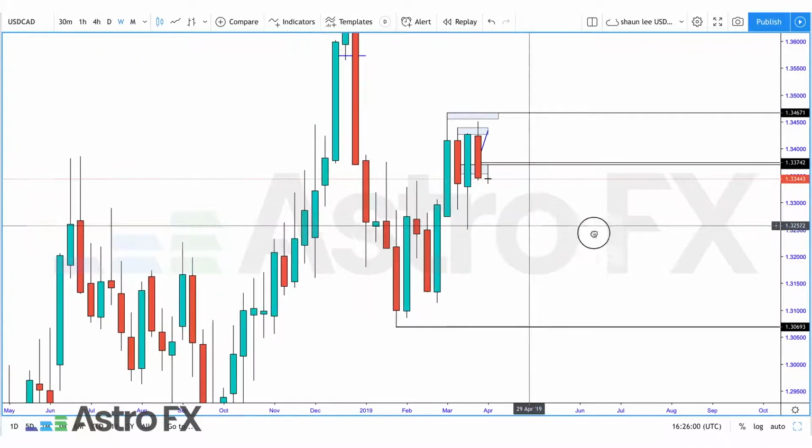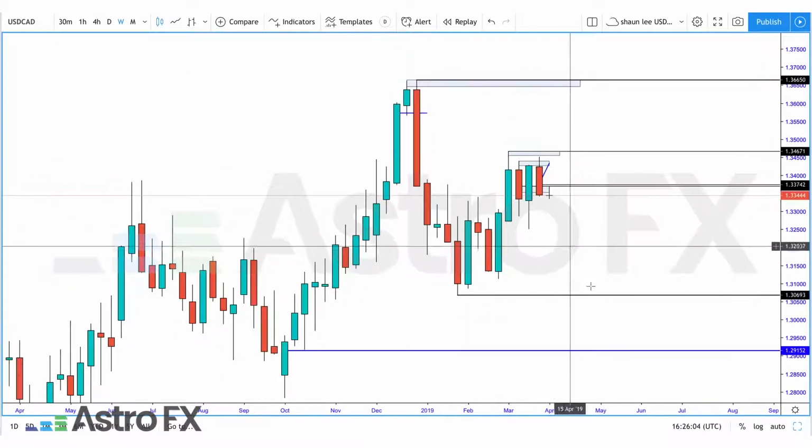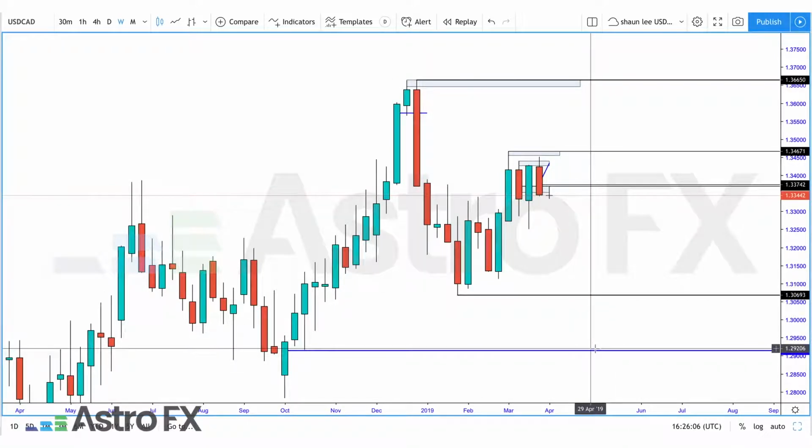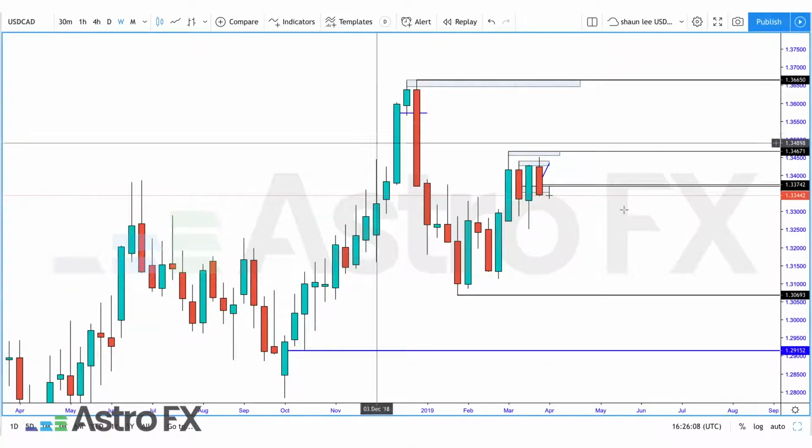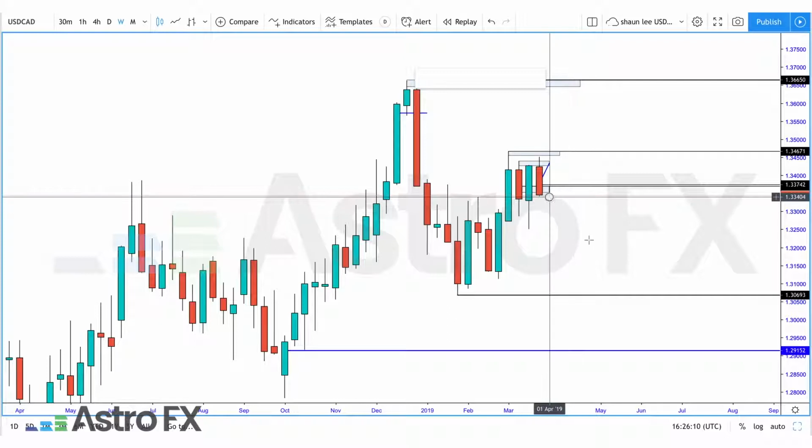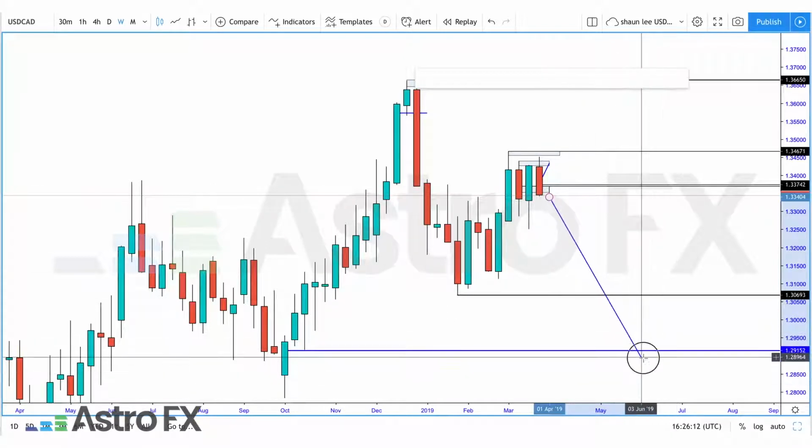I'll get to that in the lower time frames in a moment. But the Fibonacci target is pointing at 2.9. So we do have a 440 pip run. Bang.